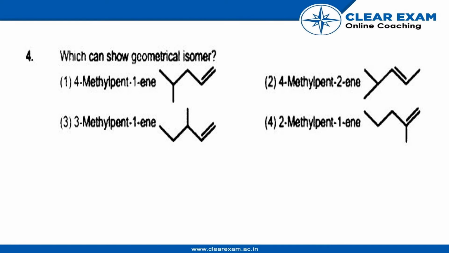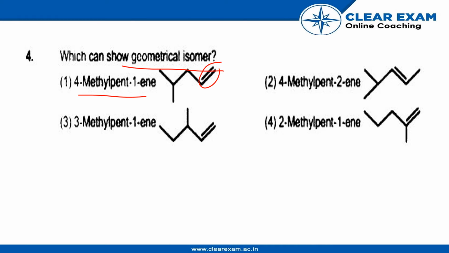So here we have a compound and we have to find geometrical isomers. So we know that geometrical isomers have a chiral center. So, first is 4-methylpentene. It doesn't have a chiral center because of the double bond at the end.